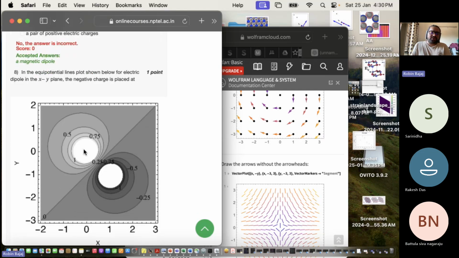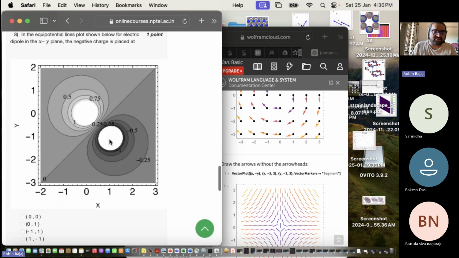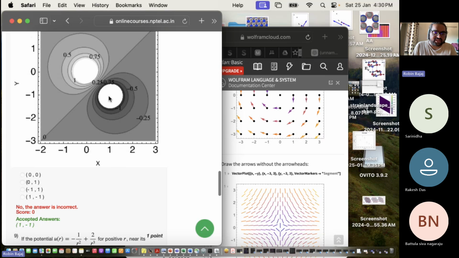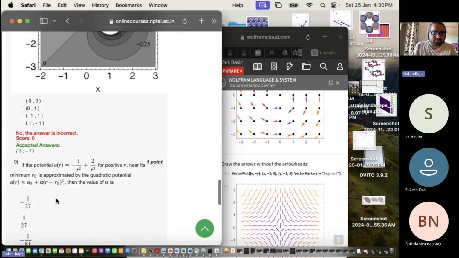This is also not a problem which you have to solve. They have given you an equipotential surface and they just want to ask whether the negative charge is placed at one of these points. It has to be placed at this point because if you see the potential over there, these values are the potential and that is negative over here. So the negative charge has to be there, which is the minus 1 point. So that's why it is option D.